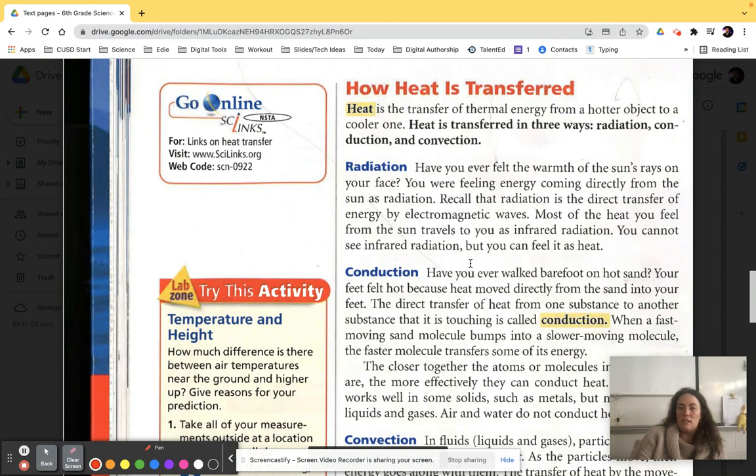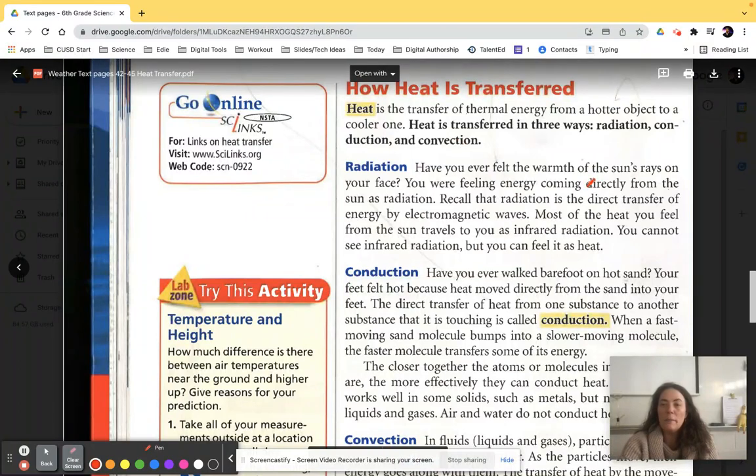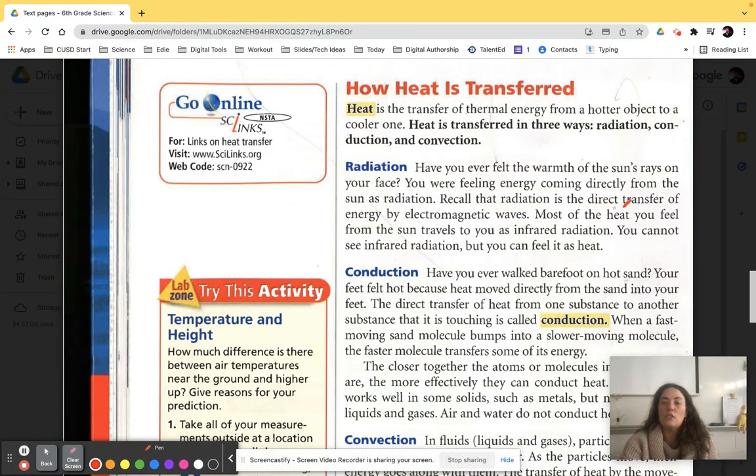Radiation is usually the trickiest one. It says, have you ever felt the warmth of the sun's rays on your face? You are feeling energy coming directly from the sun as radiation. Recall that radiation is the direct transfer of energy by electromagnetic waves. Electromagnetic waves, meaning they can travel through the vacuum of space. They don't need atoms or molecules to travel.